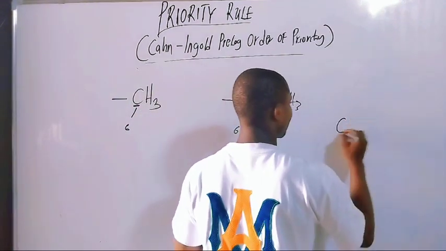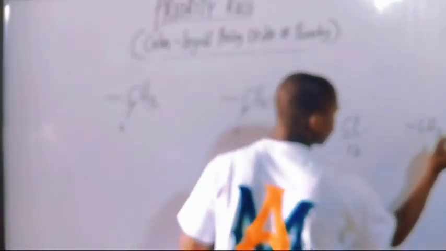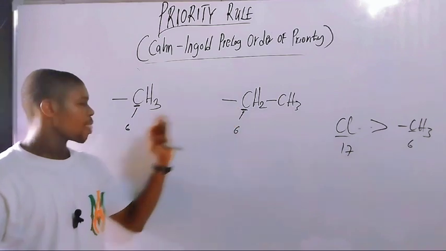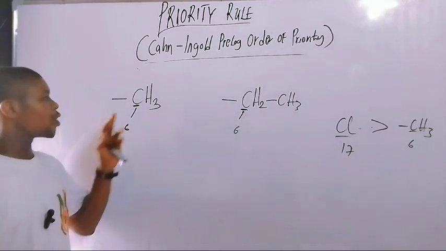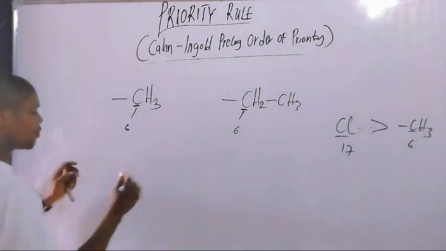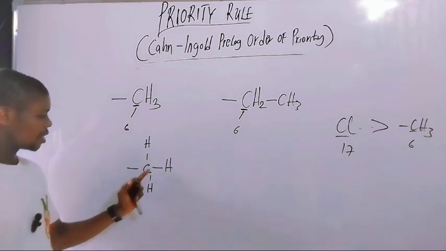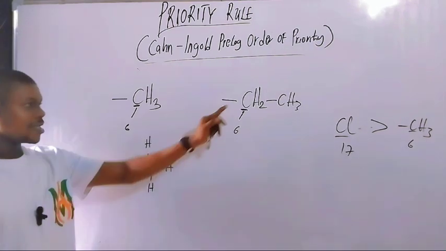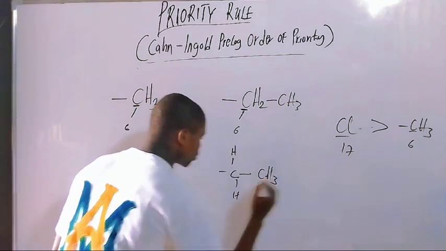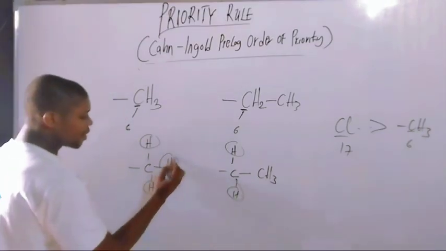Unlike when you have something like chlorine and CH2. Chlorine is 17, carbon is 6, so chlorine takes priority. But here, carbon and carbon, carbon is 6 and carbon is 6. Because carbon is 6, what we want to look at now is the group attached to it. This carbon has 3 hydrogens, and this carbon has 3 different hydrogens, and this one has hydrogen and CH2. Hydrogens are the same, but hydrogen and carbon are not the same.